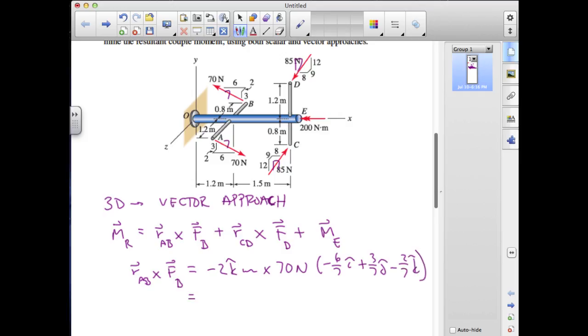This fractional representation also works out nicely because 7 goes into 70, obviously 10 times, and we end up with 120 Newton meters on K cross I minus 60 Newton meters on K cross J. Using the fact that K cross J is minus I and K cross I is plus J, we end up with 60I plus 120J Newton meters.